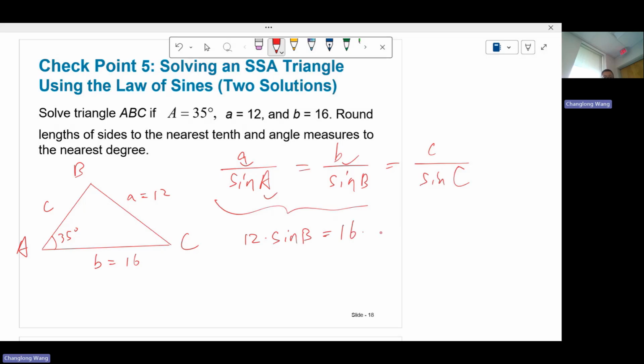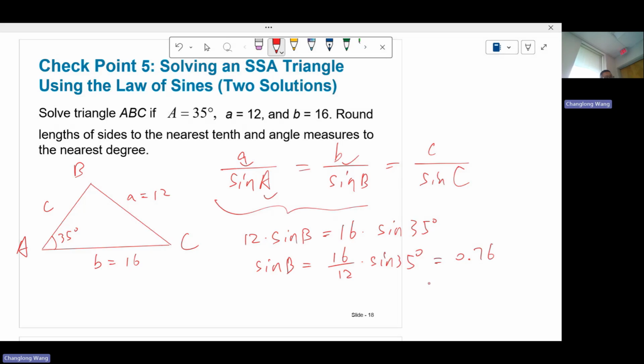16 times sine A, which is 35 degrees, right? So finding the sine B just by isolating the entire thing, that will be 16 over 12 times sine 35. Oops. Did anybody have the value for sine B? Not the B, but sine B. Okay, let's go with 0.76.